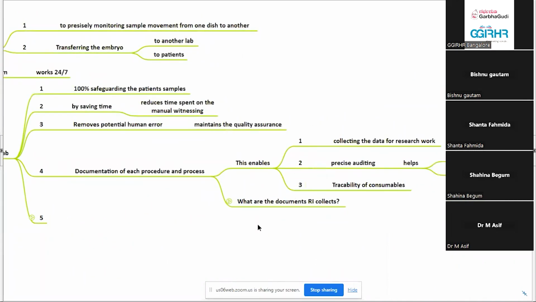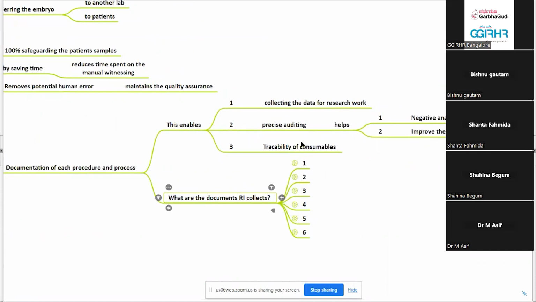Secondly, documentation of the procedure and process. What documents does the RI witnessing system collect? It collects 6 items of documentation from the patients. One, the ID of the patient. It is registered permanently. Secondly, the patient name will be precise based on this ID, and it will create the barcode. And thirdly, it collects the sample type, which sample he has given. Fourthly, the time of entry: when the patient enters the hospital is recorded.